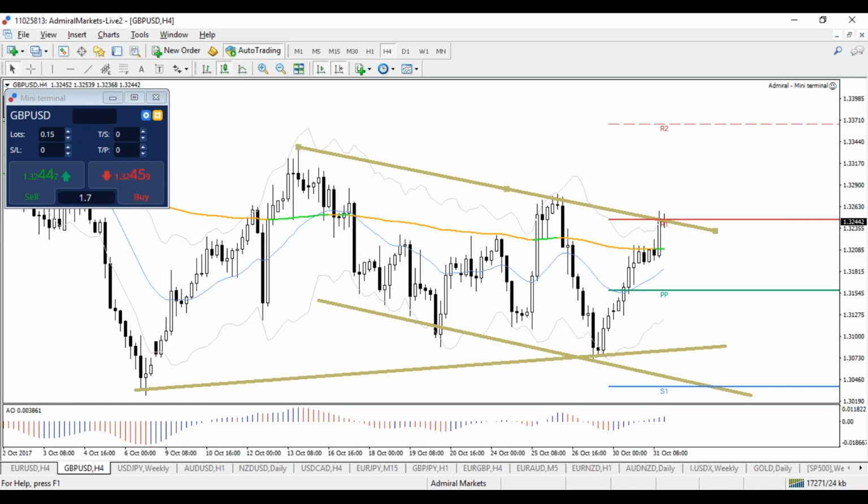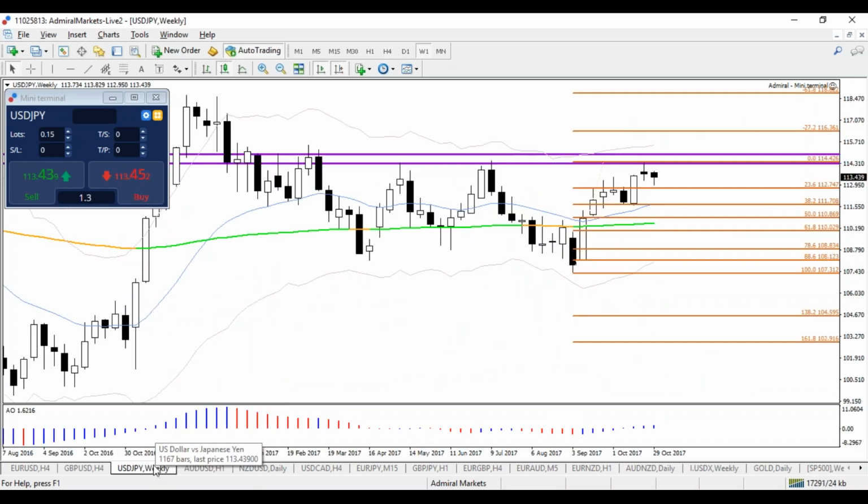All right. So for the moment, sitting on the sidelines. But if there is a break tomorrow and there is a flag like this, then it could be good for continuation.